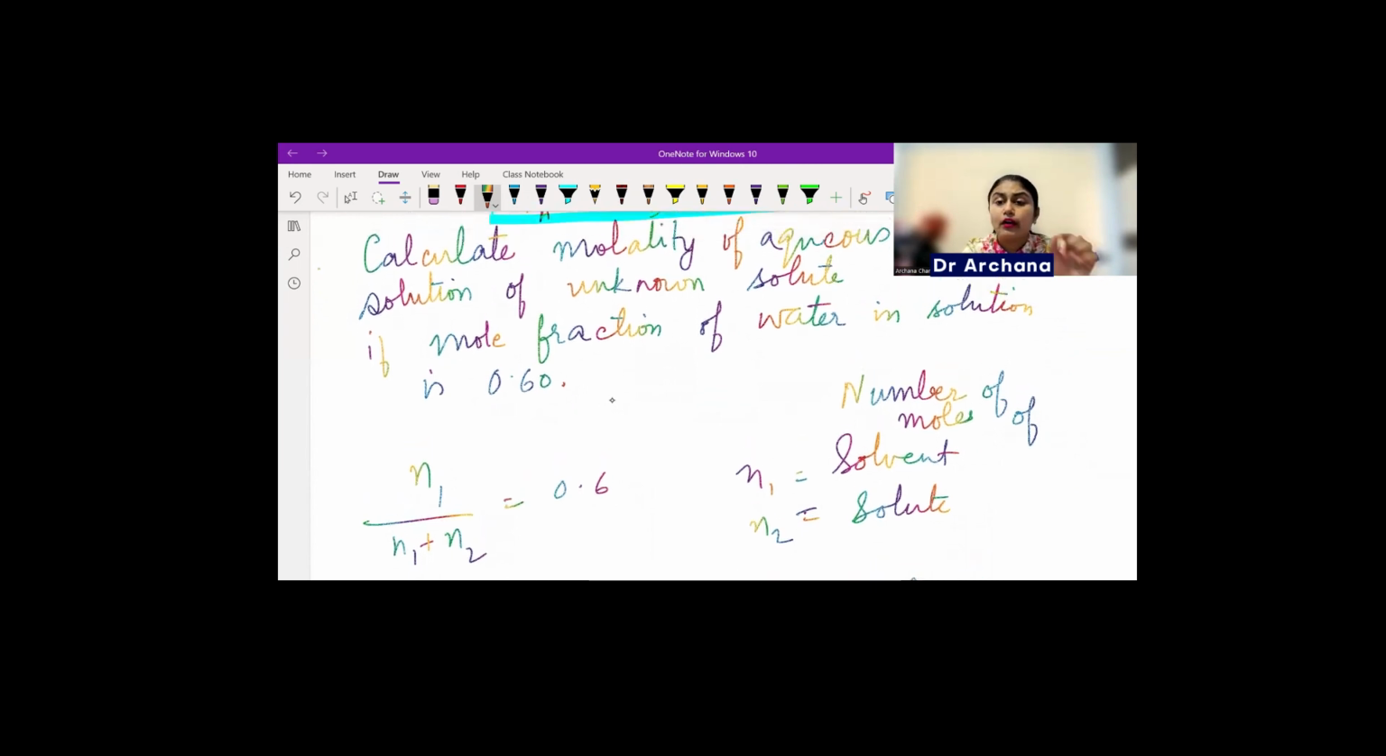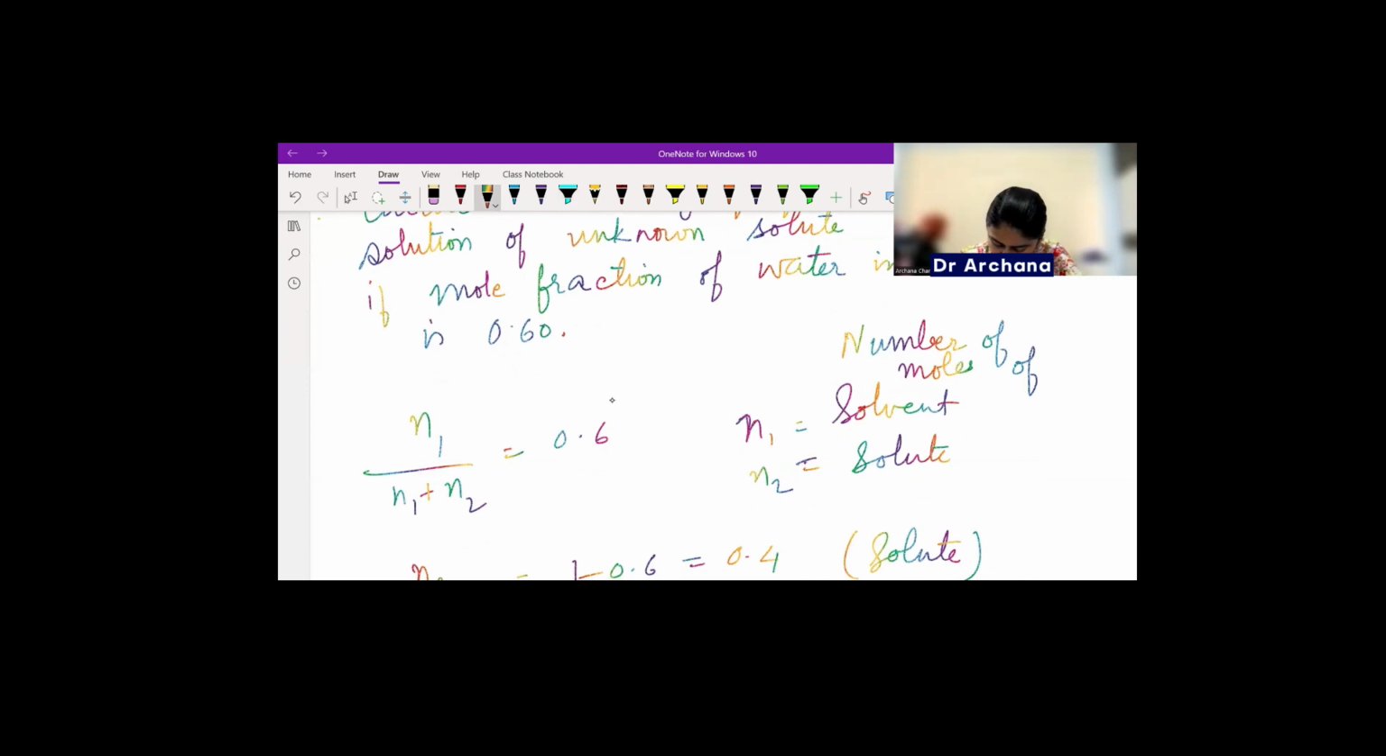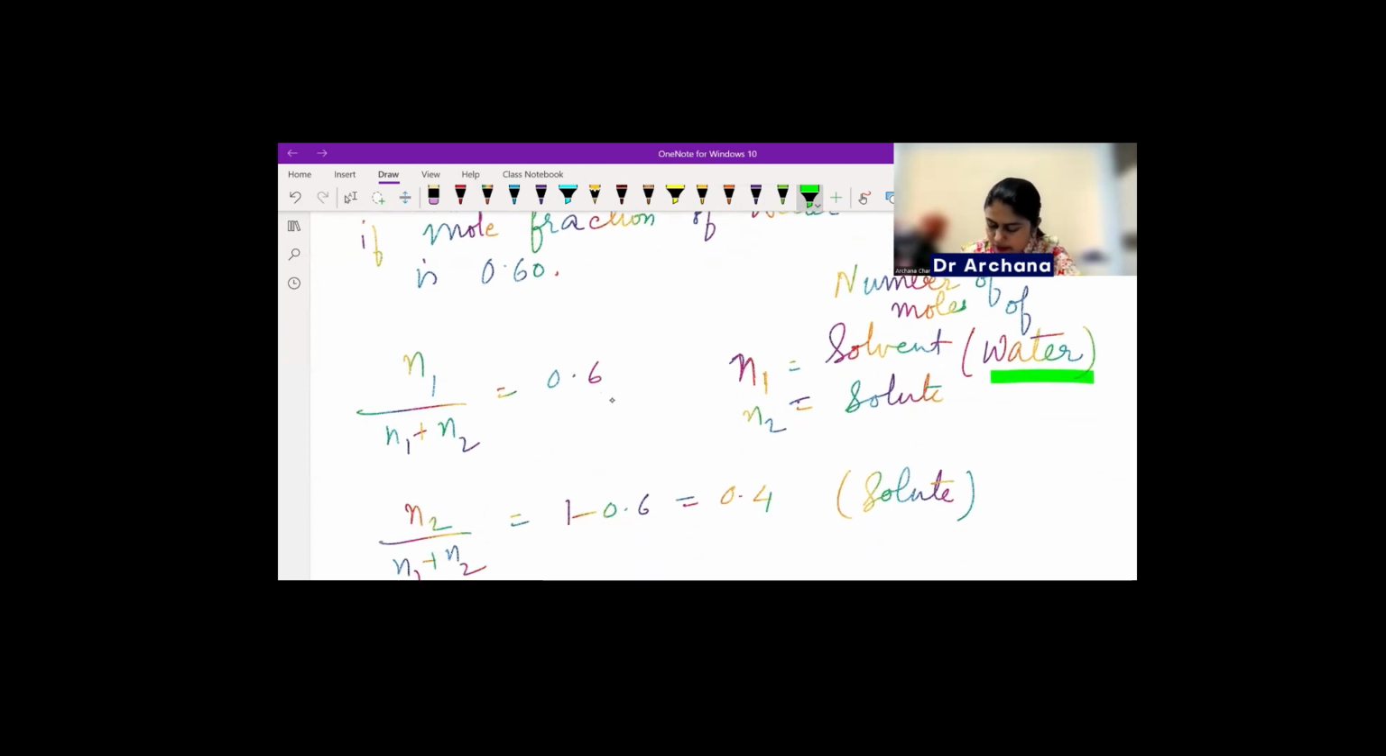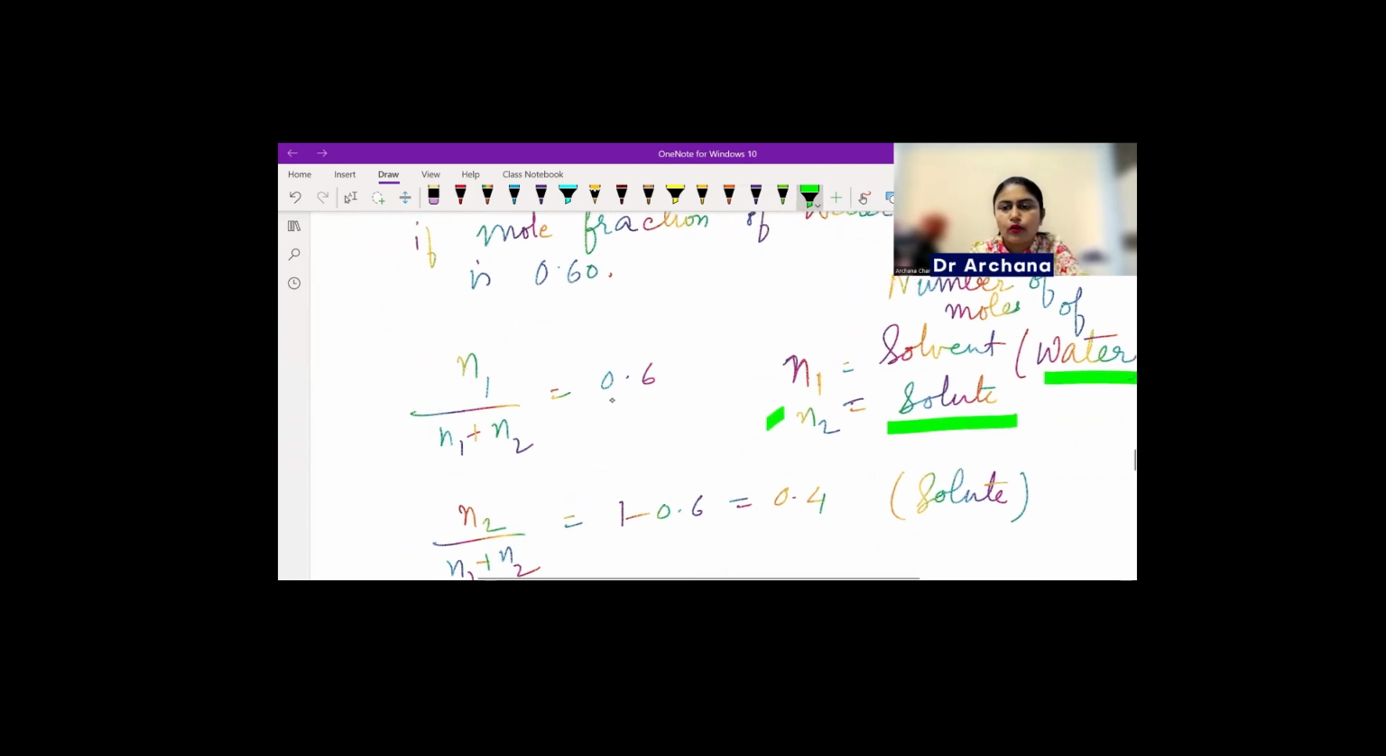I have been given not the number of moles of water, I have been given the mole fraction. So just now we have seen the formula. I am considering over here the number of moles of solvent, that is water, as N1, and the number of moles of solute as N2. So the data that is given to me is N1 upon N1 plus N2 will be equal to 0.6.